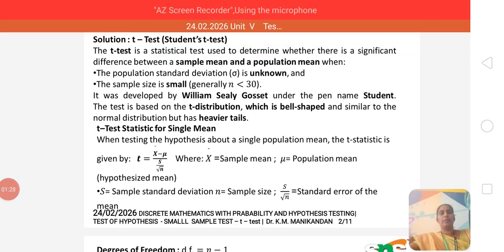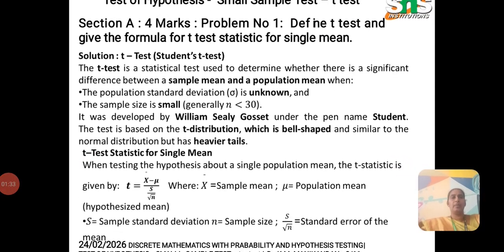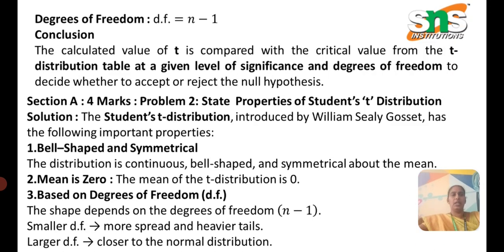Next, we are going to calculate the degrees of freedom. After completing the t-test, we have to calculate the degrees of freedom. The degrees of freedom formula is n minus 1. If the sample size n is equal to 27, then 27 minus 1 gives 26. This is used with the critical value at the given level of significance and the degrees of freedom to decide whether to accept or reject the null hypothesis.